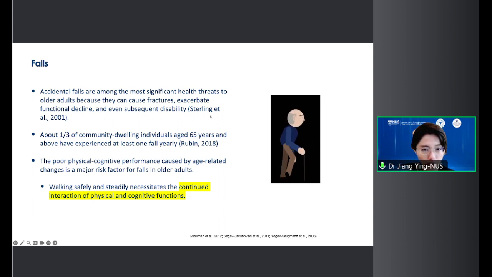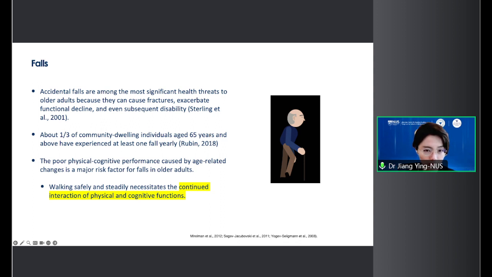We know that accidental falls have very significant negative consequences on our older adults. It's not just physical impairments such as fractures, exacerbated functional decline, and subsequent disability. It also has consequences on psychological and mental well-being. Some elderly people, if they have a fall, may develop the so-called fear of falling, which further limits their physical activity or willingness to participate in activities, and further limits their mobility, which will subsequently lead to a higher risk of falls. So it's like a vicious circle.